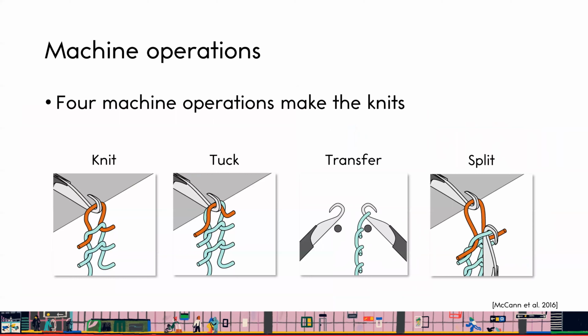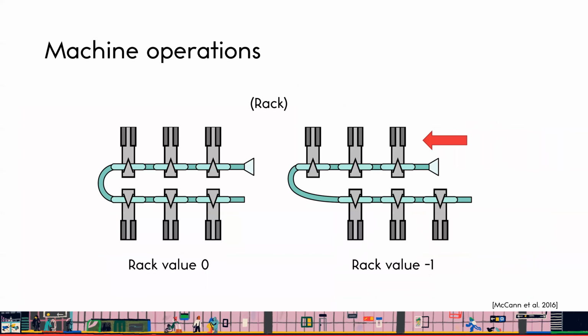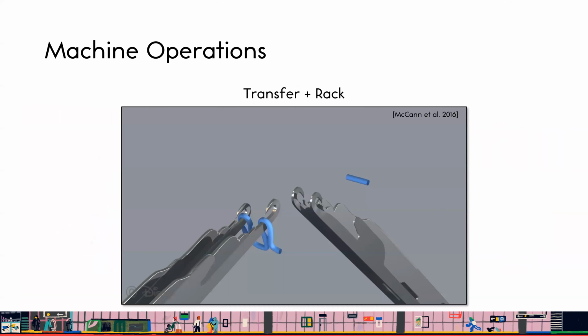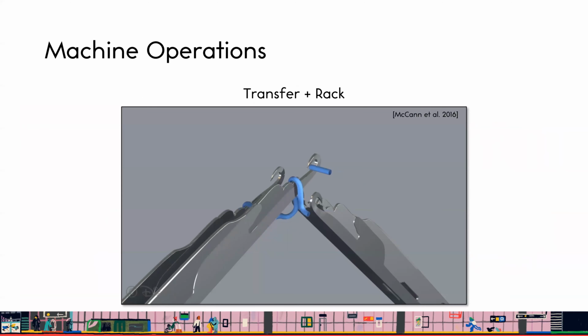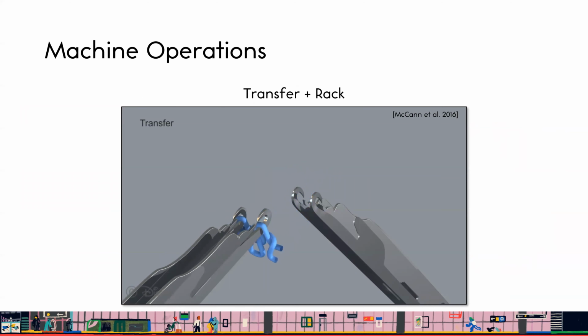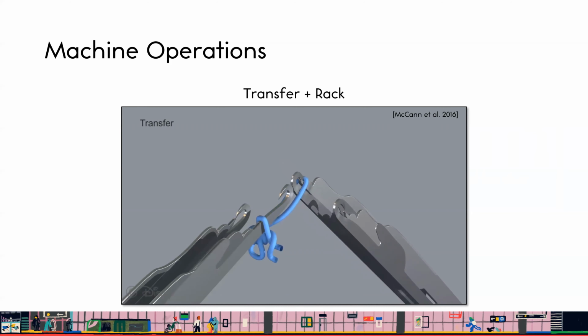Each needle is capable of performing four basic operations: knit, tuck, transfer, and split. The entire back bed can slide to make the transfer operation more useful. And here is one example where we knit a loop, transfer the loop to the back bed, slack, and transfer back to form a decrease stitch.